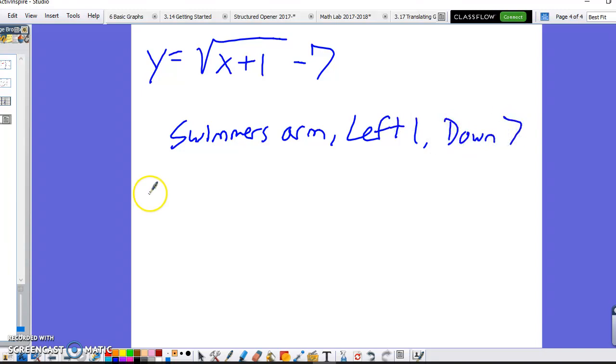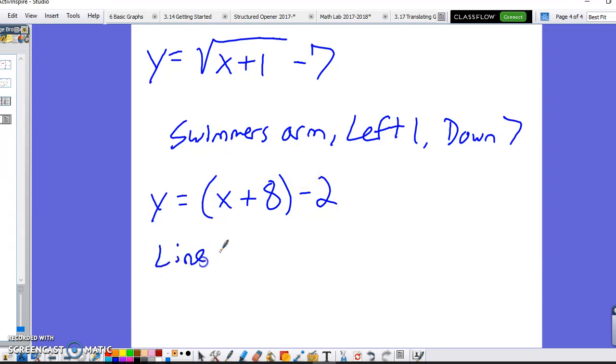Okay, let's look at another one here. I don't think we've done this one much yet. Okay, so a lot of times this one throws people for a loop because there's no square root sign, there's no absolute value, you don't have the fraction, there's no exponents. Okay, well that only leaves one option. It's got to be the line, and we're going to go left 8, and then we're going to go down 2. Okay, we'll call it good there for review.